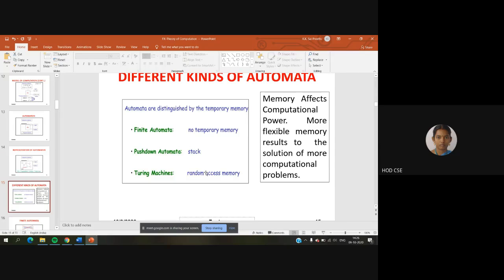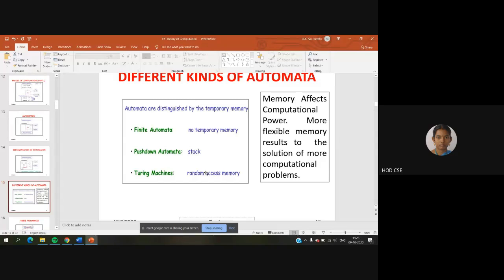Then with respect to push-down automata, there is a memory, but the memory is configured by means of a stack. What is the restriction in stack? Anyone? I think you completed the class on data structures. What is the restriction in stack for accessing the data? Assume that your stack has 5 elements, 1, 2, 3, 4, 5, and the top pointer is pointing to the element 5. Are you following?